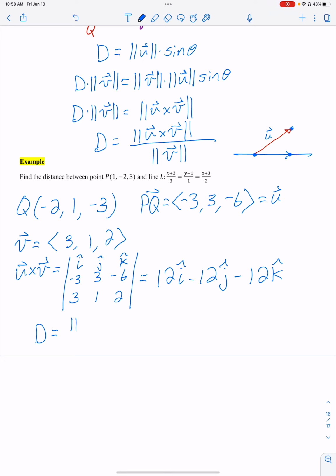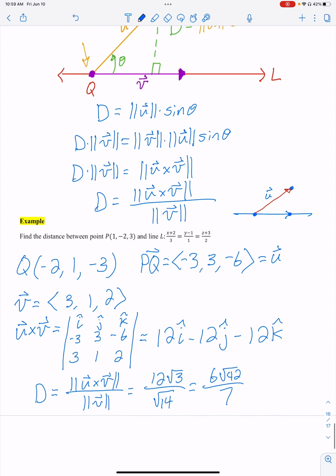So I'm going to write down my formula here. The magnitude of U cross V, and then divided by the magnitude of V. Okay, the magnitude of that, if you work that out, you get 12 root 3. I would check that. Take your magnitude of U cross V. And then the magnitude of V is just the square root of 14. If you rationalize this, you get 6 square root of 42 over 7. You don't have to ever rationalize with me. You can leave it. Right here would be an appropriate answer for me, as long as you get down to numbers. All right, that covers all of section 11.5.